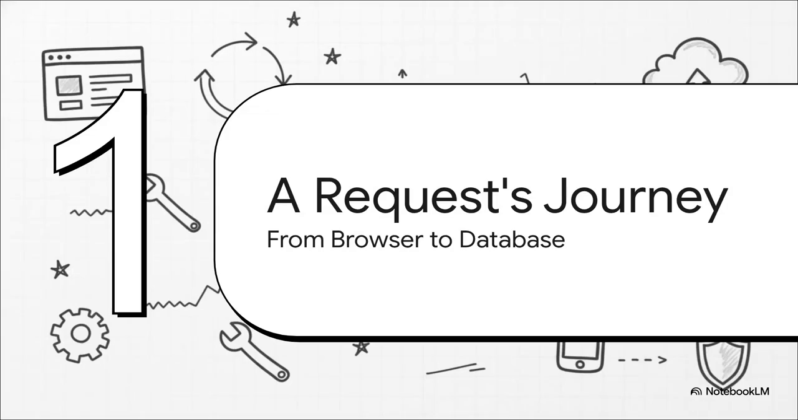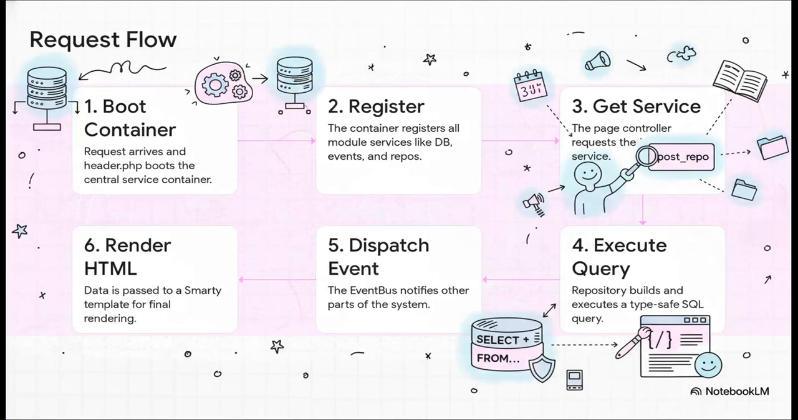Okay, that's a lot of theory. But what does this actually look like when code is running? Let's make this concrete. We're going to follow a single request as it travels through the XMF blog module and see how all these pieces work together. So it all kicks off when a request hits your server. The first thing that happens is header.php boots up that service container we talked about, which instantly knows about all the services your module needs.